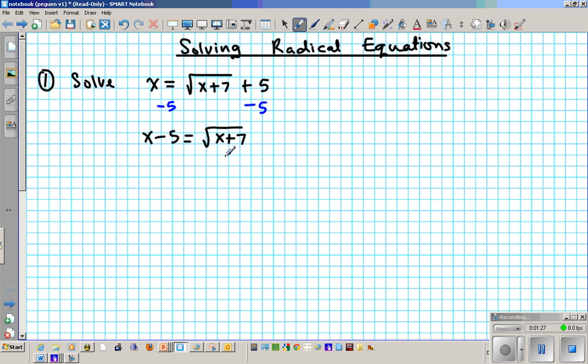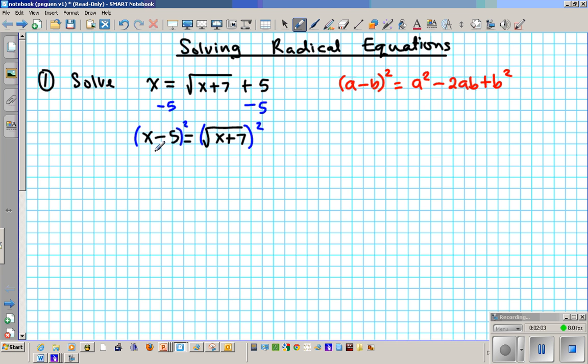Now, to get rid of this radical, I'm going to square both sides. So I'll square the left side, and I'll square the right side. Now, there's a formula for squaring binomials that will be really helpful in this section. The formula is a plus b squared, and a minus b squared is equal to a squared minus 2ab plus b squared. If you square any binomial, the sum or difference, this is the formula you use.